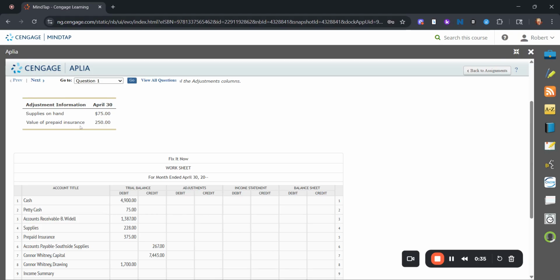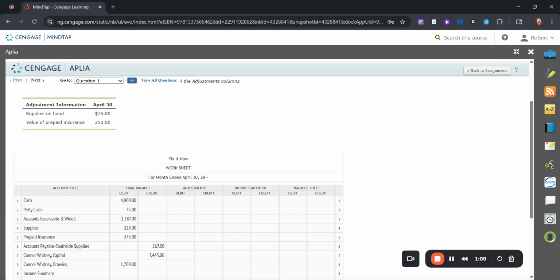So those companies have supplies. They start out the beginning of the month with a particular value of supplies on hand. Over the course of the month, those supplies get used up. So the value of the amount of supplies on hand at the end of the month is going to be lower than what they are at the beginning of the month. So it's just like insurance.